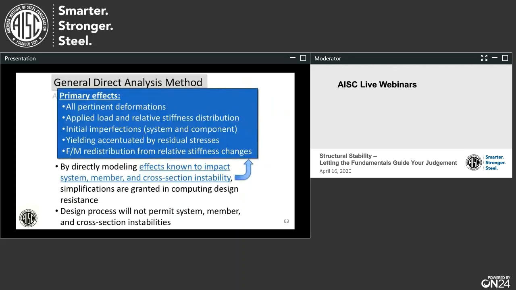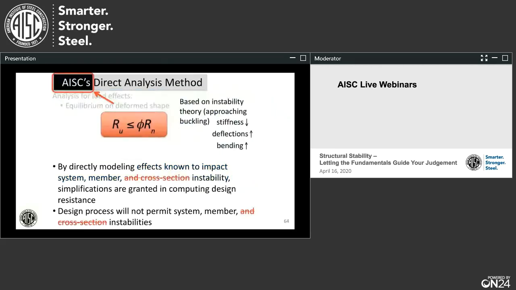By directly modeling effects known to impact system, member, and cross-section stability, well, what are those effects? Those effects are basically back to our big five: pertinent deformations, the load distribution, the stiffness distribution, initial imperfections, the possibility for some yielding, and the impact that this will have on the stiffness of the structure. Those are the effects that you're trying to maybe one by one directly model.